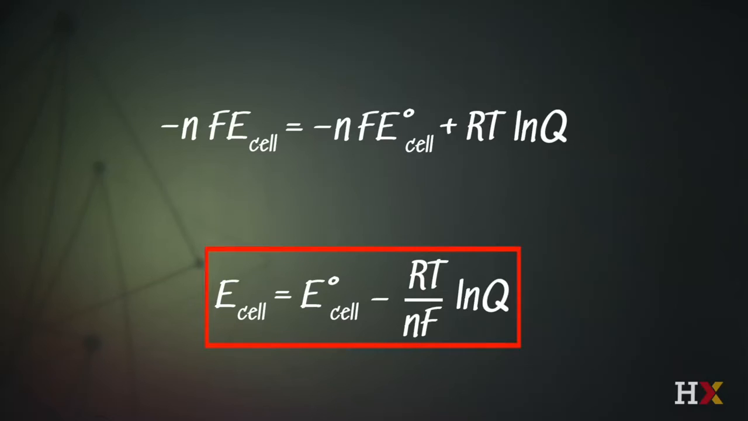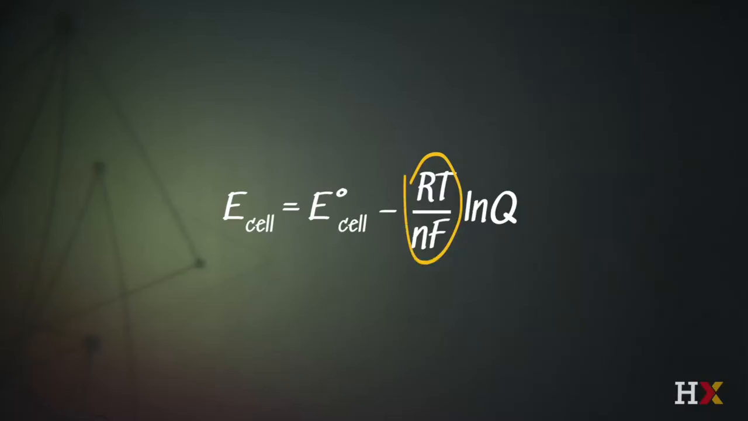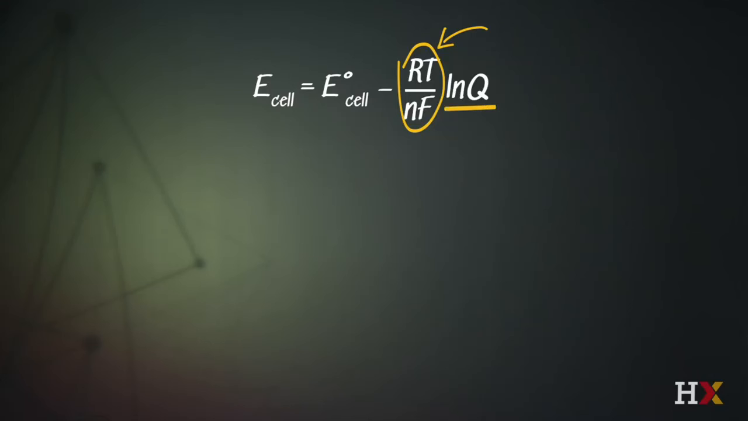And this is where we remind ourselves that the remarkable relationship between the cell voltage under non-standard conditions and the cell voltage under standard conditions resides in the fact that this quantity RT over NF is extremely small. Typically, it's on the order of 10 to the minus 3. But more than that, Q measures the conversion of reactants to products. So as we go from reactants to products, Q is increasing, but it's the natural log of Q, and that suppresses the quantitative change.